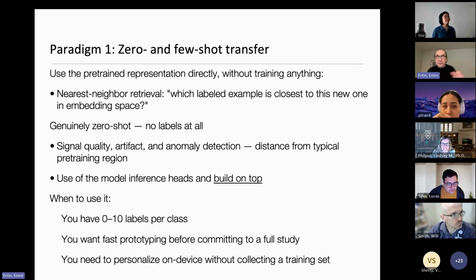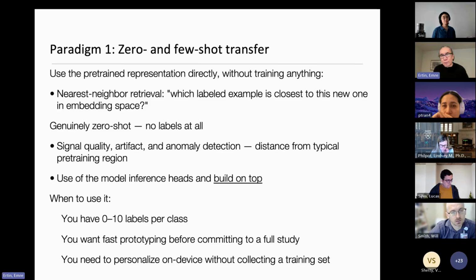Or it could be genuinely zero-shot. I might have no labels. For example, I can see how close I am in the representation space to the training data in the corpus. If I'm not close, then maybe my signal quality and artifacts are such that I am outside the data the system was trained on. So it could be a zero-shot, no-label signal quality measure. Or these models are typically not only trained to provide the representation, but come with inference heads for activity, heart rate, etc. Maybe I could use those directly and put them on top.